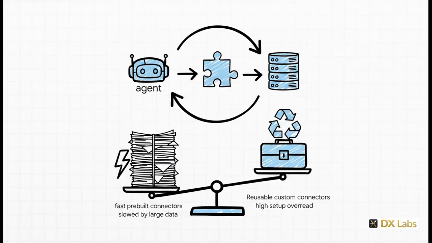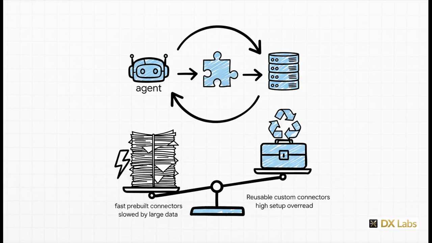Looking at the architecture here, data simply flows from your agent through the connector to the external API and then right back. For the AB 620 exam, you've got to remember the crucial trade-off. Pre-built connectors are super fast to implement, but large result sets can significantly slow down your agent's responses. Custom connectors? They totally solve the reusability problem, but they come with a high setup overhead. You really only want to build them if multiple agents actually need them.